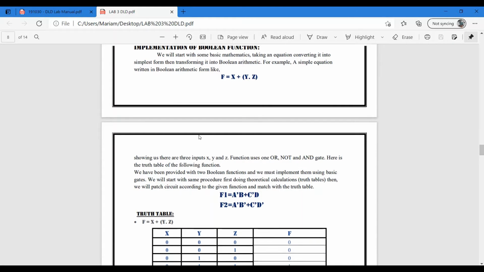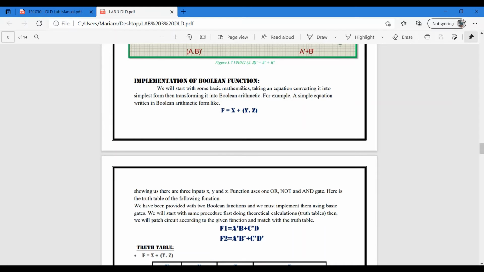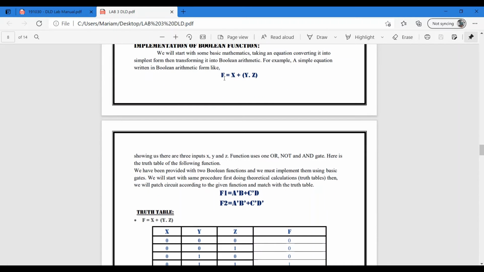Let's get into some implementations of Boolean functions. The first implementation is f equal to (x plus y) dot z. So, as we said above, it is an AND and it is an OR.